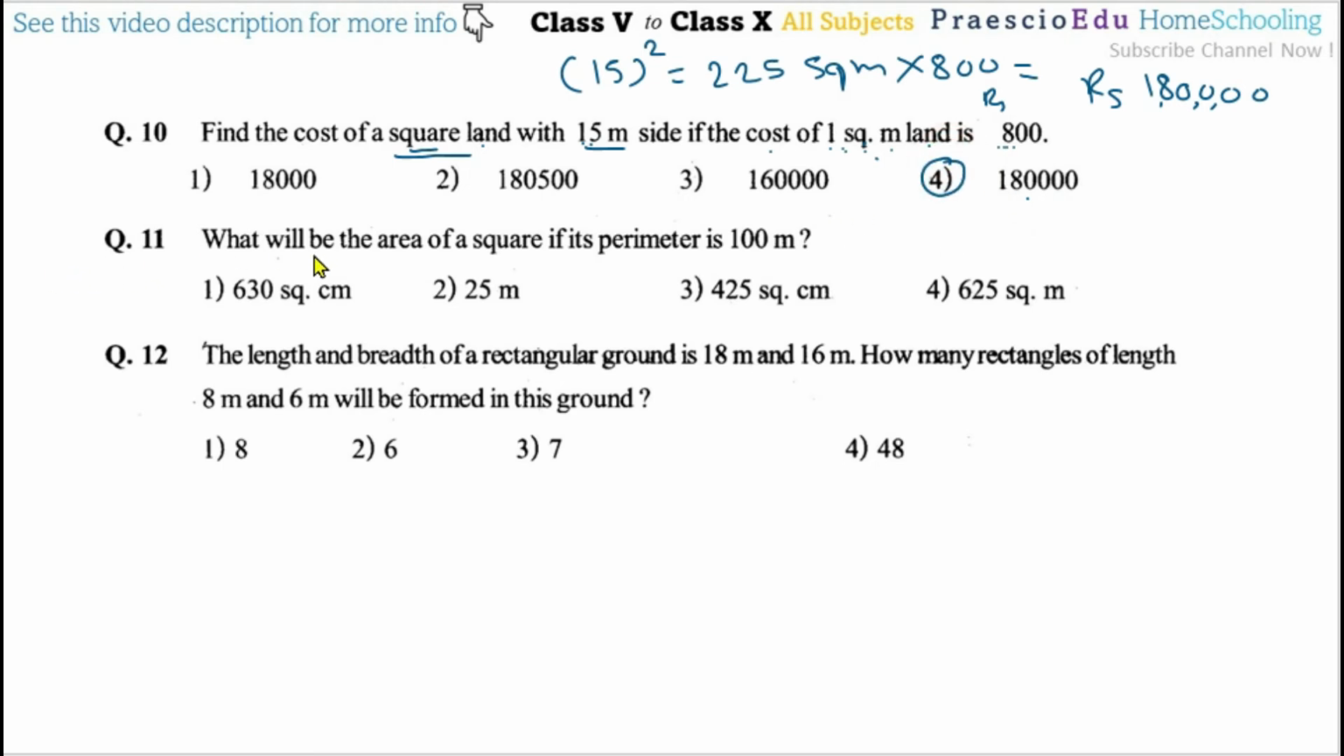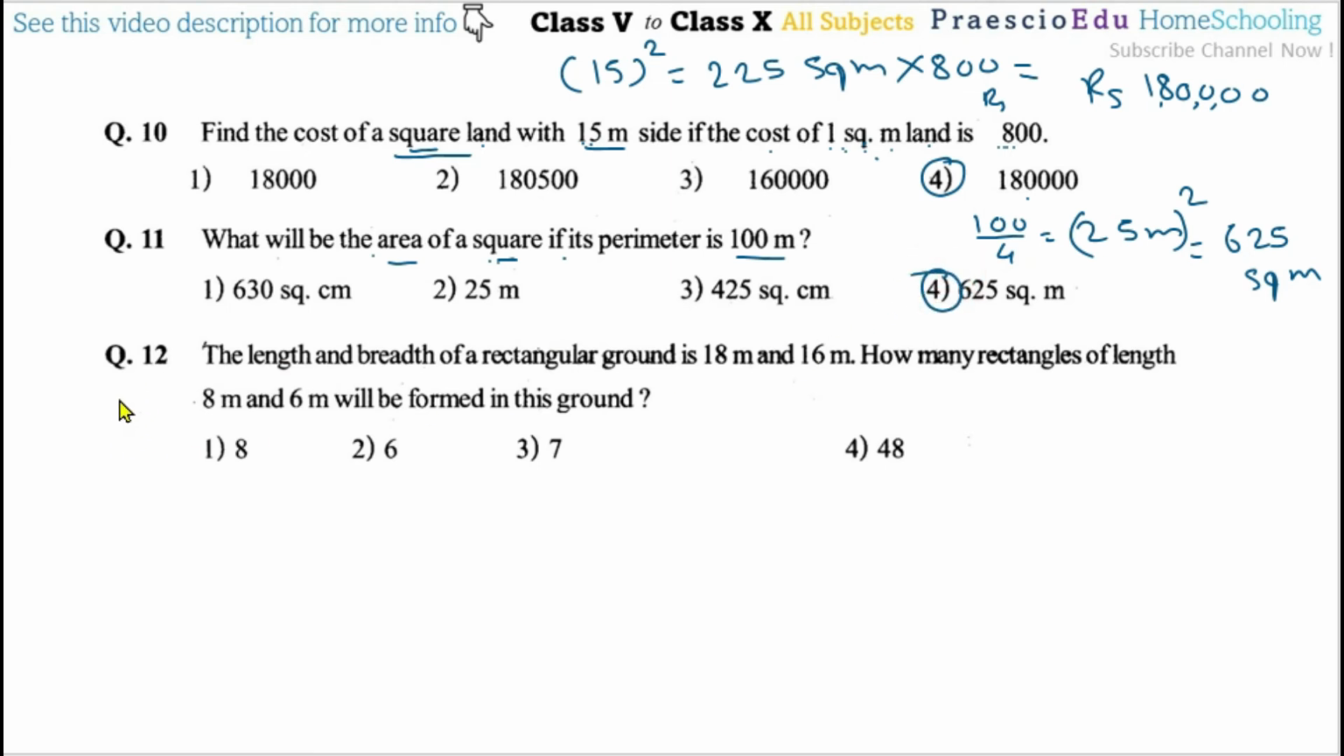Now question number 11. What will be the area of a square if its perimeter is 100 meter? Now the area of the square we have to find out, but the perimeter of the square is given as 100 meter. As we know, all sides of a square are equal, there are 4 sides of equal length, so 100 is the perimeter, divided by 4, that is 25 meter each side. As per this, area we have to find out, so area is side square, 25 square is 625 and the unit is square meter. So this is given in option number 4.